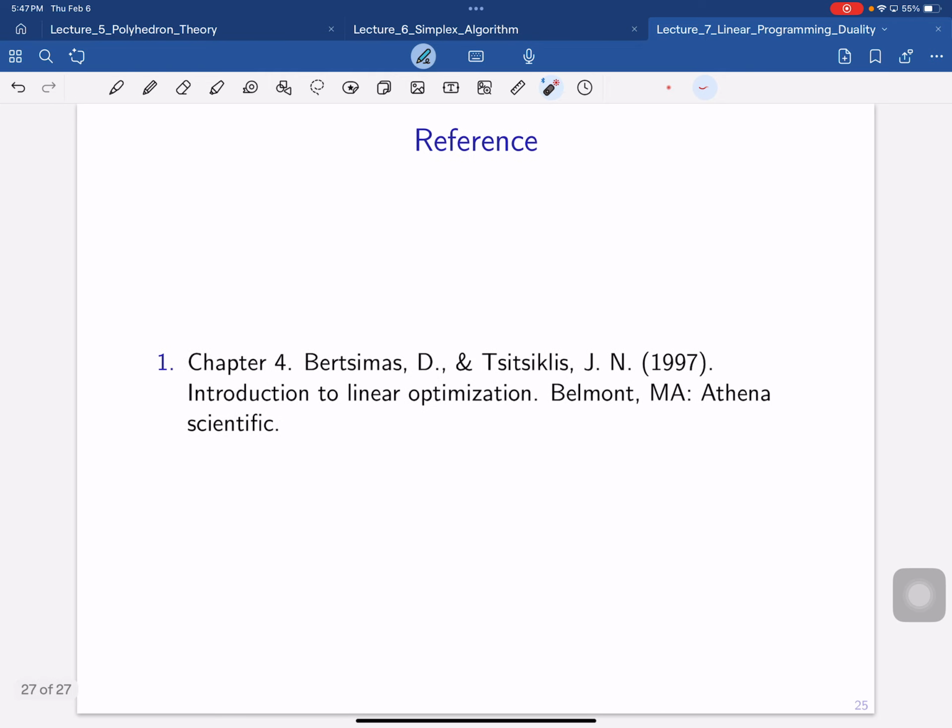And if you want to know more details about linear programs, you could read this reference. Okay?